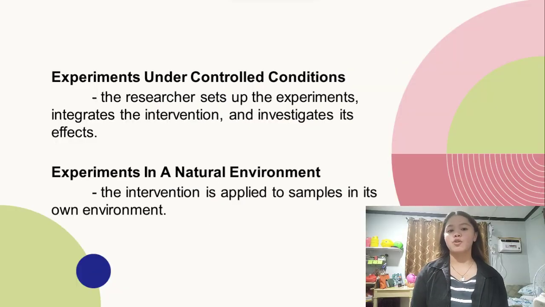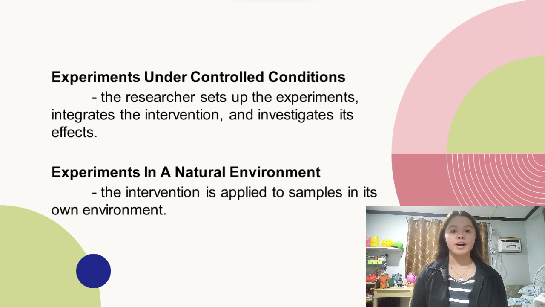Researchers often carry out experiments under controlled conditions and in a natural environment. In experiments under controlled conditions, researchers design and set up experiments in a controlled environment. They carefully plan the experiment, manipulate variables, introduce interventions, and investigate the effects. The purpose is to isolate and control various factors to observe the specific impact of the intervention.